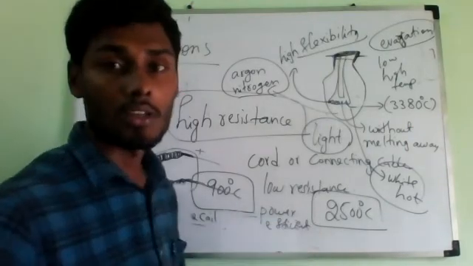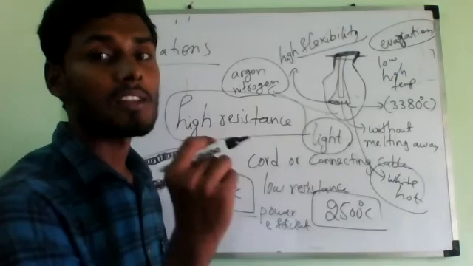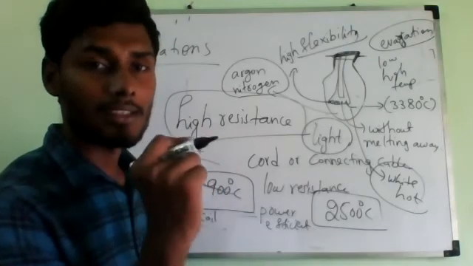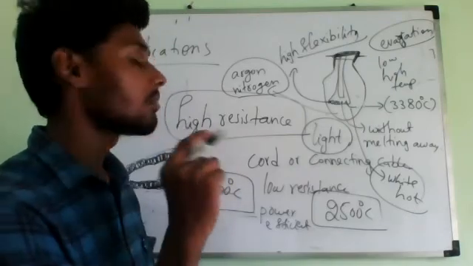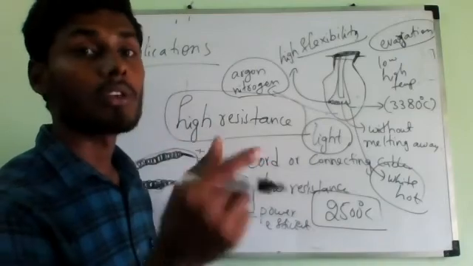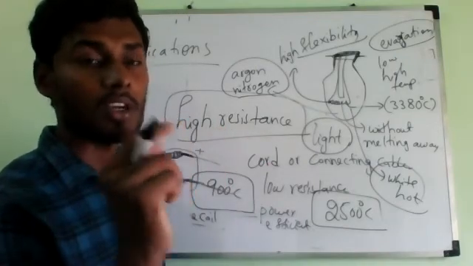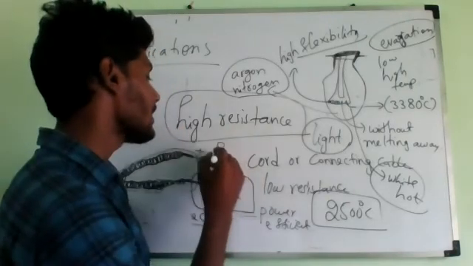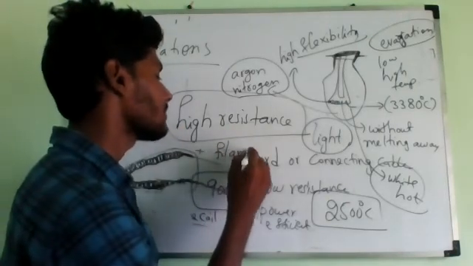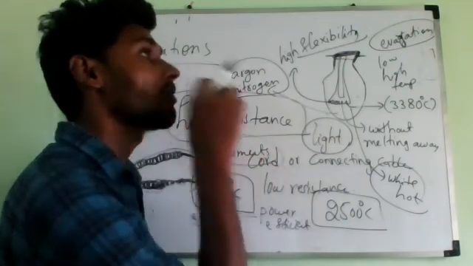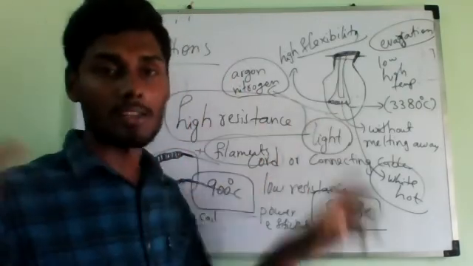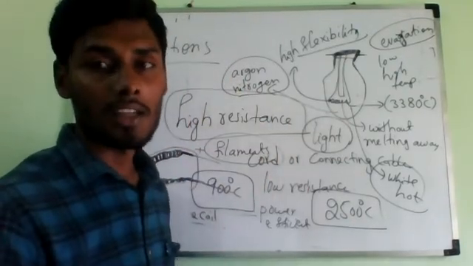That is the reason why these tungsten bulbs are being replaced with tube lights. Understand? They are more power efficient because they don't have any kind of filaments. That is the reason why we are now shifting to fluorescent lamps or tube lights. So this is the second application.